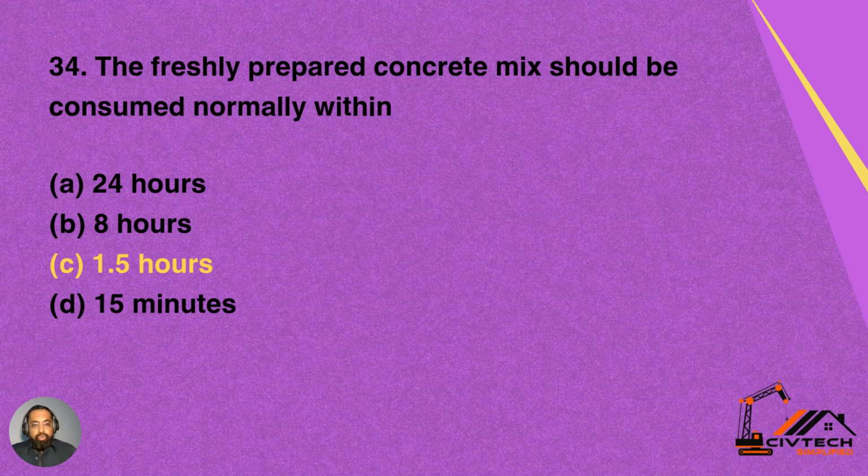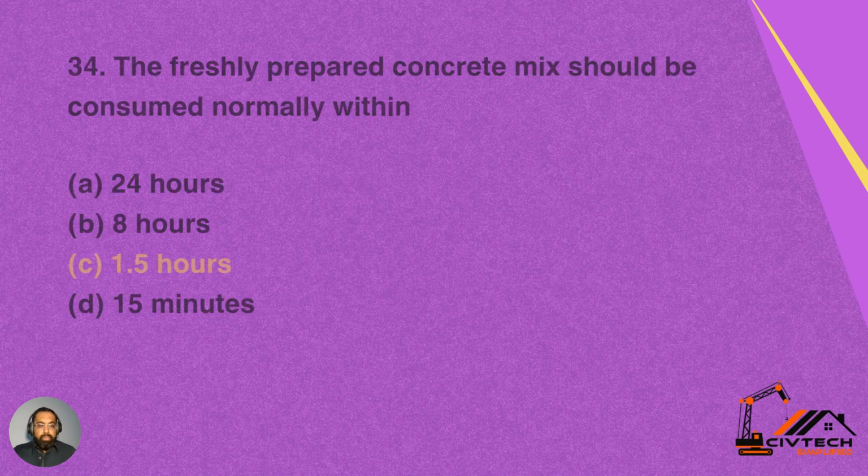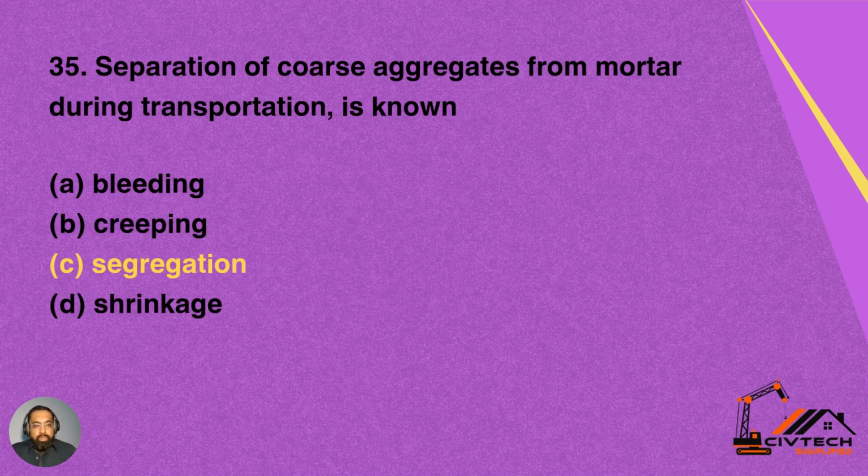Question 34. The freshly prepared concrete mix should be consumed normally within: so what should be the optimum time to utilize one transit mixer of freshly mixed concrete? Option A is 24 hours, option B is 8 hours, option C is 1.5 hours, option D is 15 minutes. So option C is the correct answer for this question. The freshly mixed concrete should be consumed or utilized within 1.5 hours.